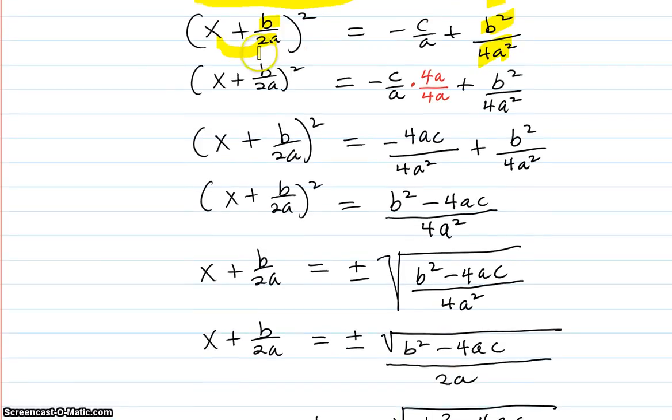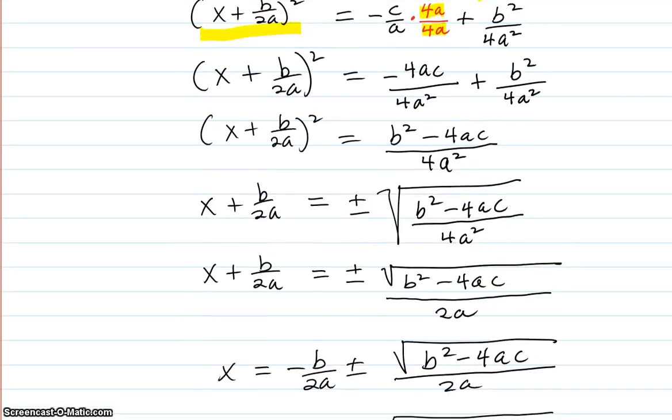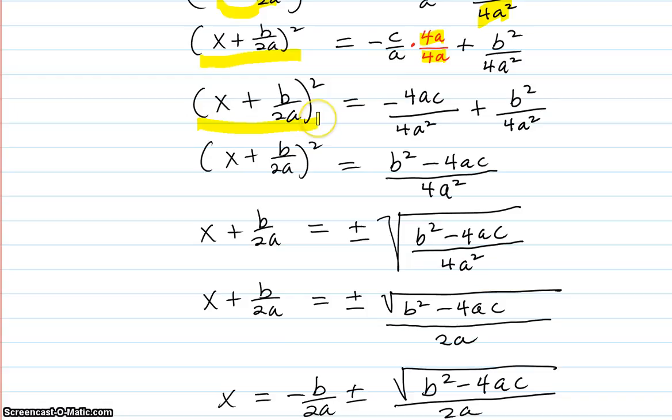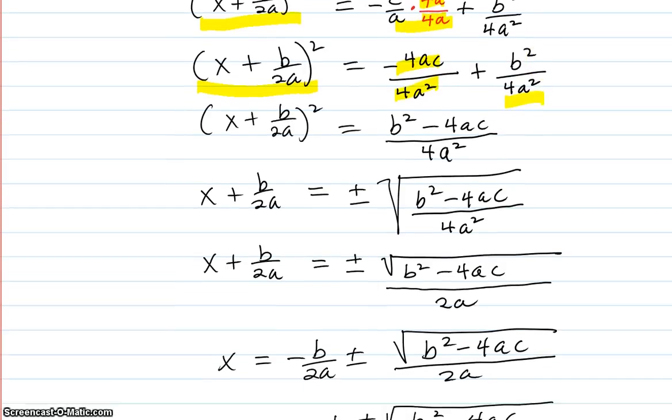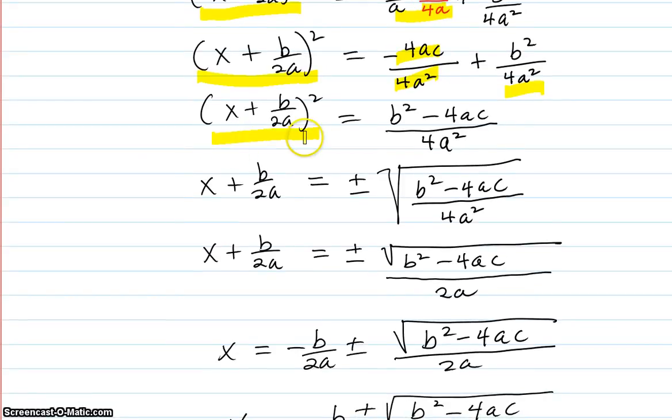Then over here, we're just copying this step down on the left. On the right, we're going to get a common denominator in order to add the negative c over a to the b squared over 4a squared. So we're going to multiply by 4a over 4a, which is just like multiplying by 1. And then on the next step, we're just copying down the left side again. Over here we've got the negative 4ac on the numerator and 4a squared on the denominator. And this is copied down. Then we have just the same thing on the left. And now we have the common denominator, 4a squared.